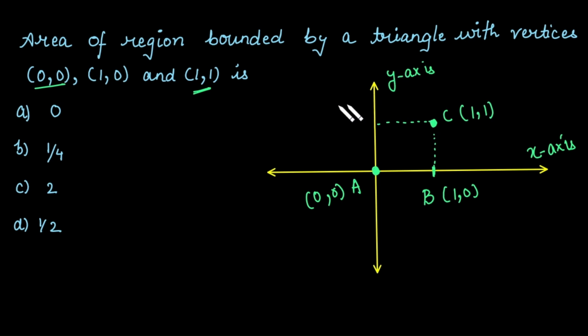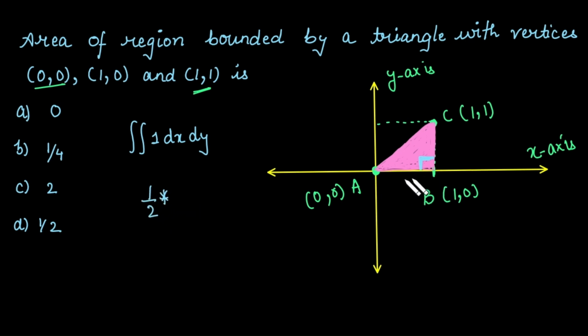Now bounded by these three vertices. Bounded by these three vertices means we need to join all three. So after joining, what bounded region did we get? This one. Now we need to find the area of this triangle. How to find that? One is double integration. Function is 1 dx dy. And what is the easiest way? It is a right angle triangle. Apply the direct formula. Area of the triangle is half into base. Base in this case is 1. Height is 1. And answer is 1 by 2.